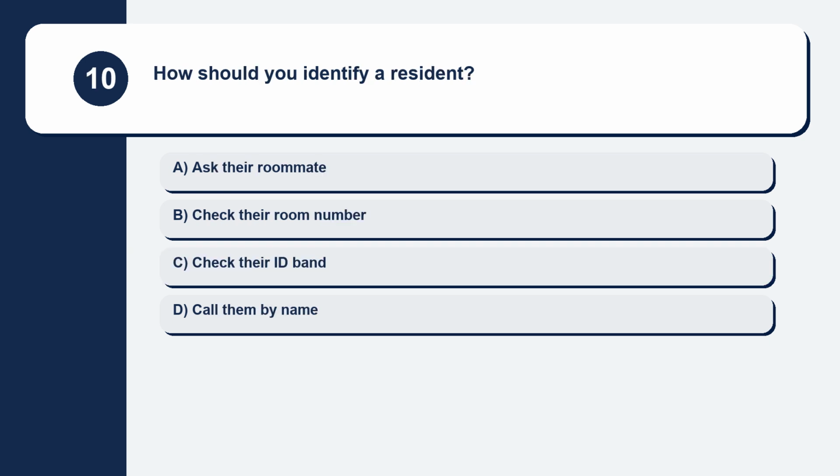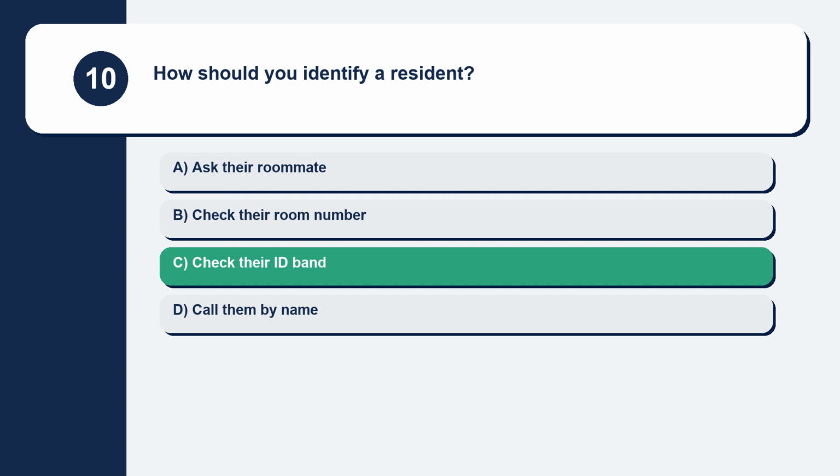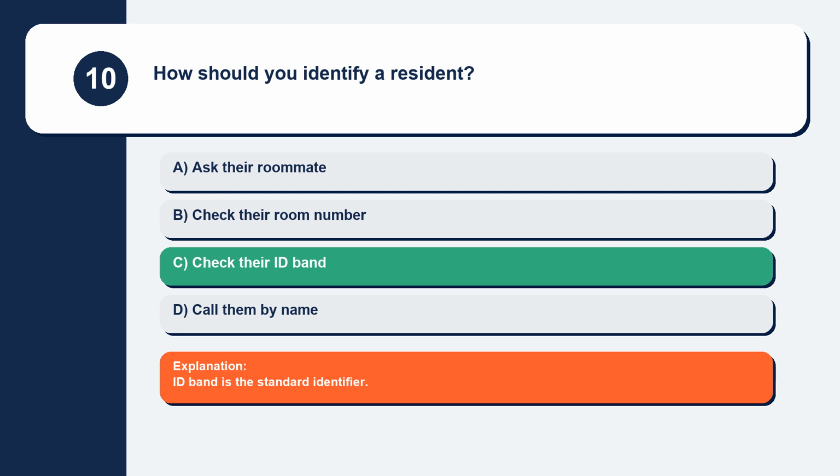Question 10. How should you identify a resident? Ask their roommate, check their room number, check their ID band, call them by name. ID band is the standard identifier.